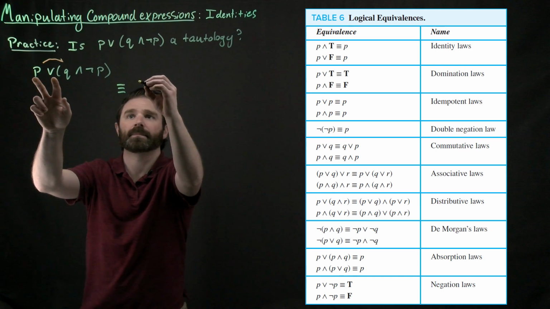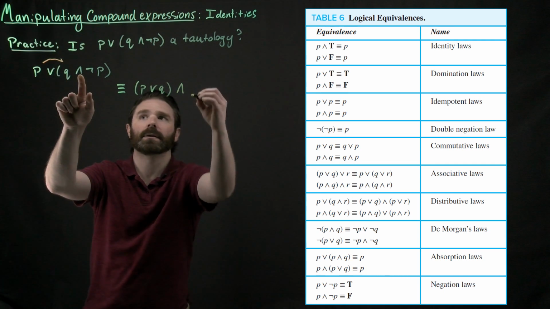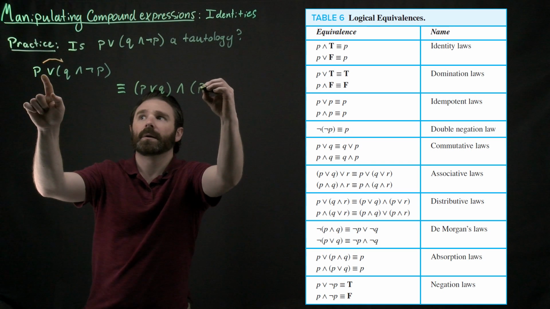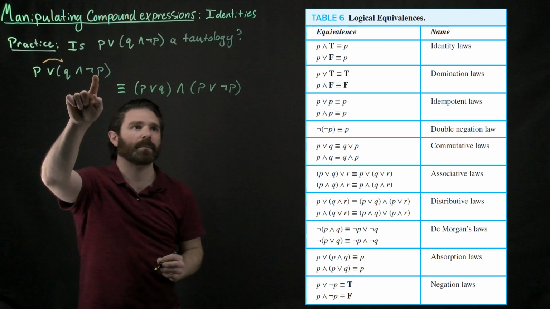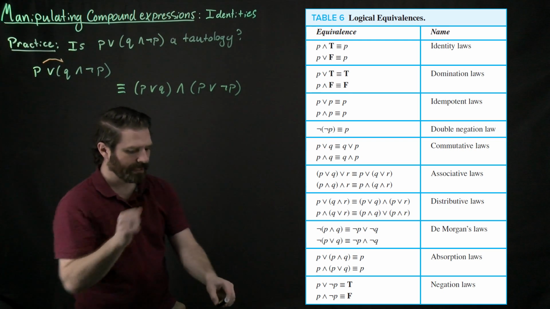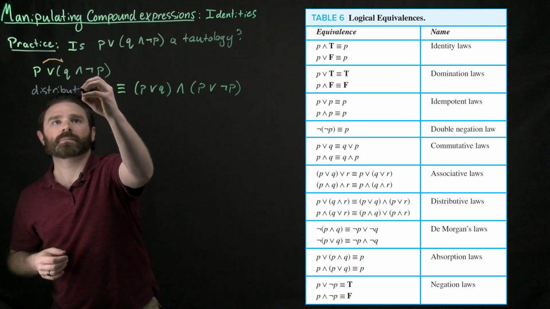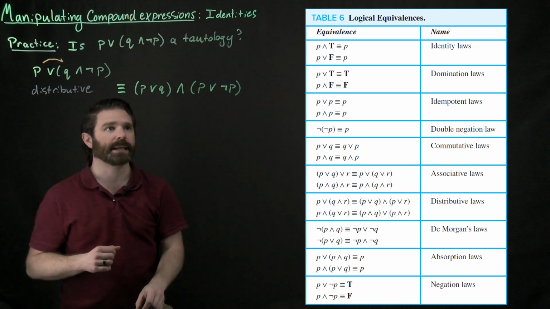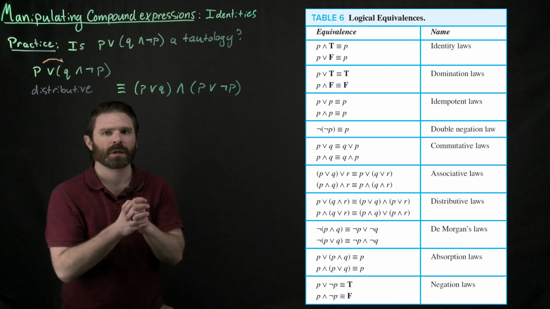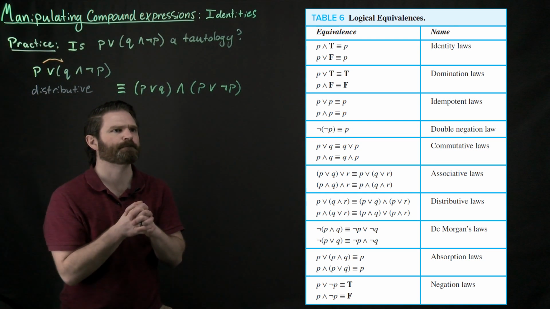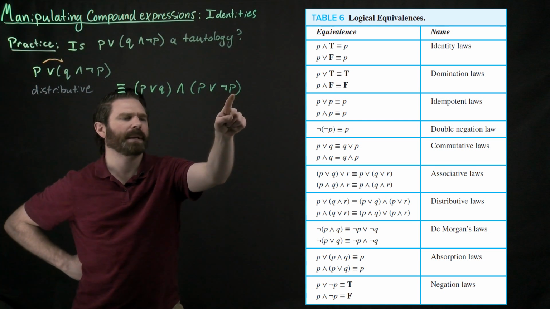So we're going to get P or Q and P or not P right here. And the identity that I used was my distributive identity. Fantastic. So, this one right here, P or not P.